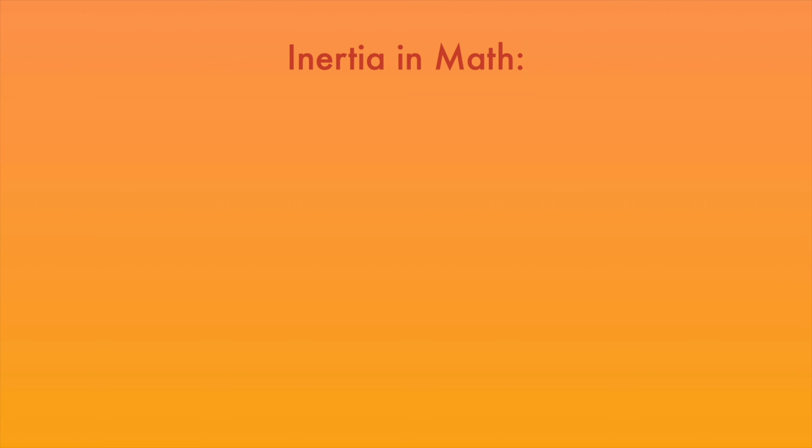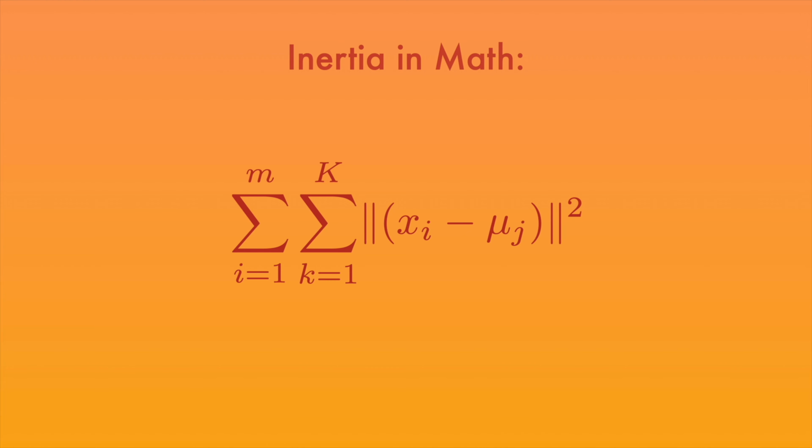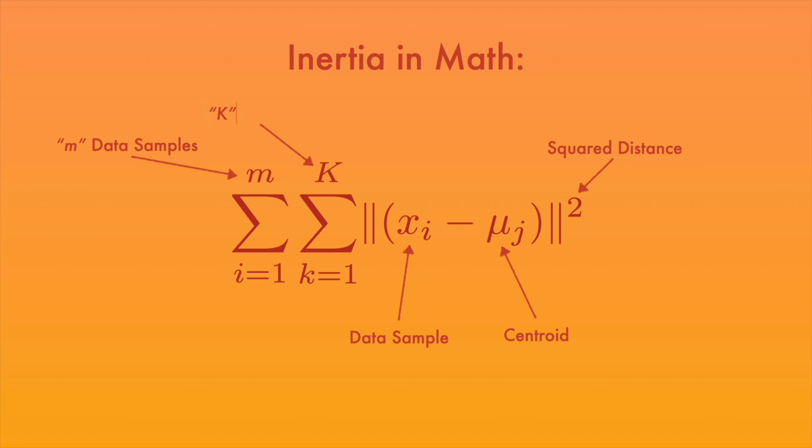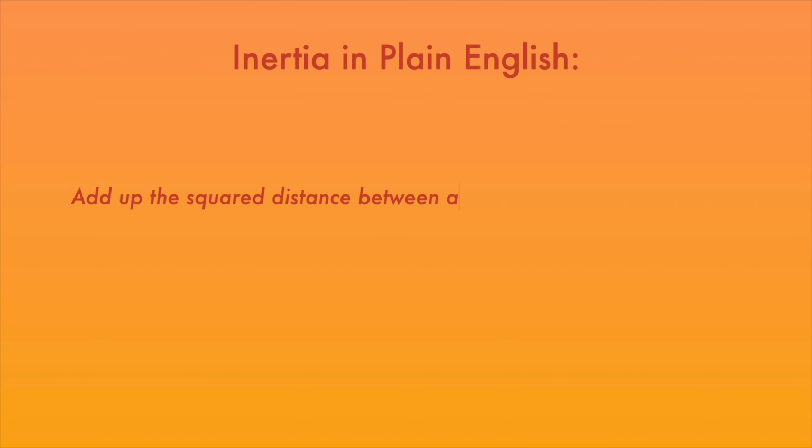K-means clustering uses a metric known as the inertia score to measure how good the clustering is. The inertia score is the sum of squared distances of each point from its respective centroid. Thus, a lower inertia score is usually a good indicator of how well the points have been clustered. In case that was a mouthful, here it is in plain English. Add up the squared distance between a point and its centroid for all points for all centroids. That wasn't so hard, was it?